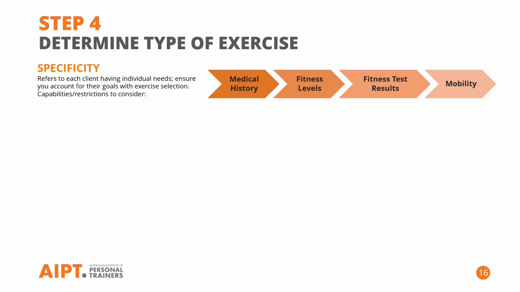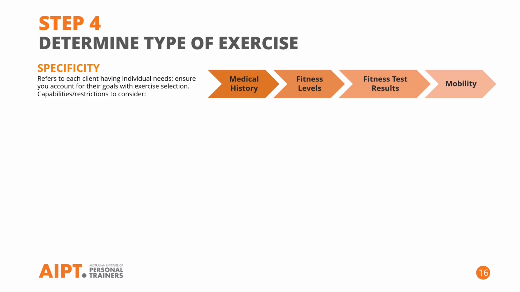Some additional components that we also need to factor in is the client's medical history. So do they have any chronic conditions or injuries that we might seek guidance from a medical or allied health professional to obtain some advice about what sort of programming guidelines we need to follow for that person? What is their current fitness level? So a person with a low level can obviously do a lot of different exercise to someone with a high fitness level.